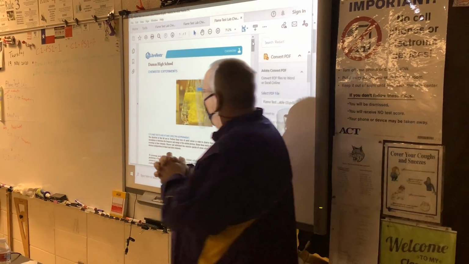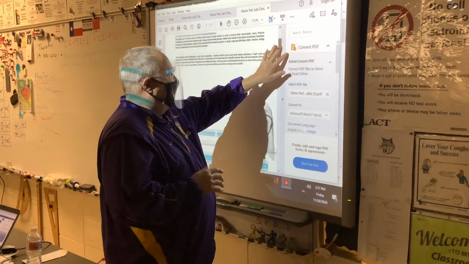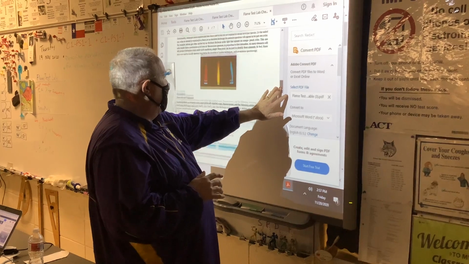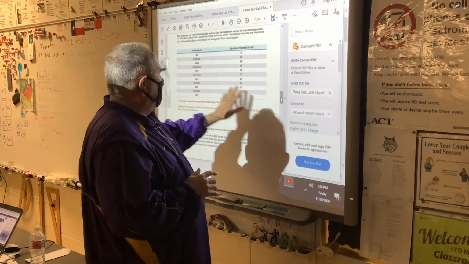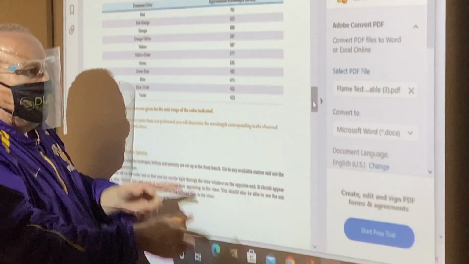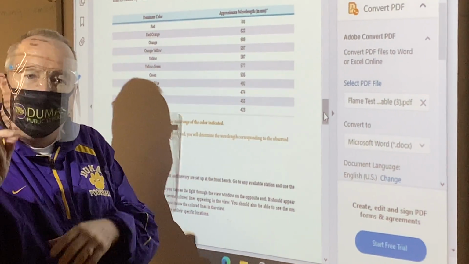If you remember, we did this lab, we wrote down some of our colors, and if you read through the lab, there's lots of good information in there. What it wants us to do is record our colors and then refer back up to this table so that you can get the wavelength.